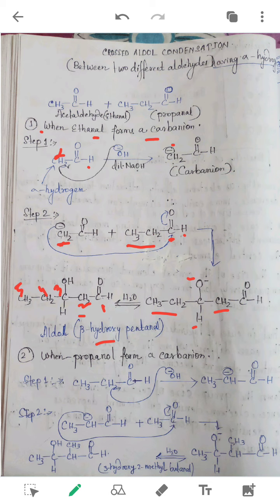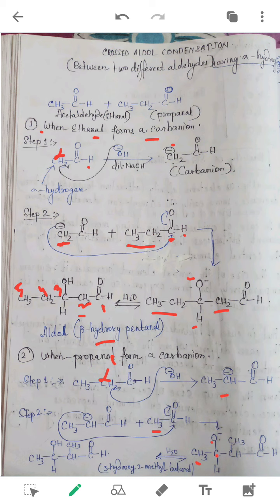Now the fourth product is when propanol is forming a carbanion. What happens? As we can see, OH minus is going to abstract the alpha carbon hydrogen. So it is abstracting and we have formed that carbanion, which is going to attack a different aldehyde molecule this time. Different aldehyde molecule, so it's ethanol. So ethanol I have written. So ethanol molecule I have just written over here in the product side also.